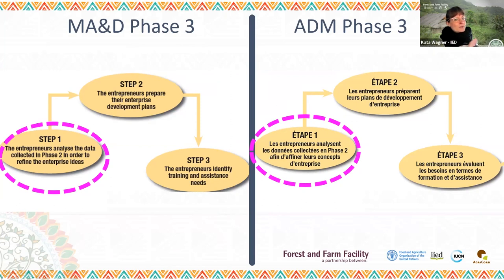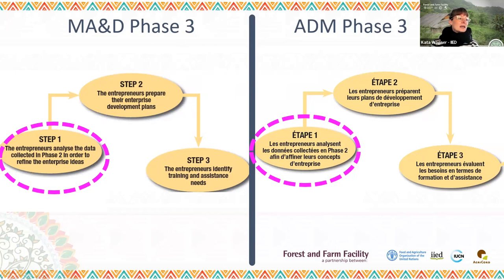The potential entrepreneurs usually have some difficulty visualizing the profile of their enterprise solely on the basis of the data collected in phase two. So before they can go further, they need to become familiar with the methods and tools they will use to develop the most appropriate enterprise ideas and strategies. This is what will happen in step one. The outcome of step two will be the enterprise development plans prepared by the entrepreneurs.